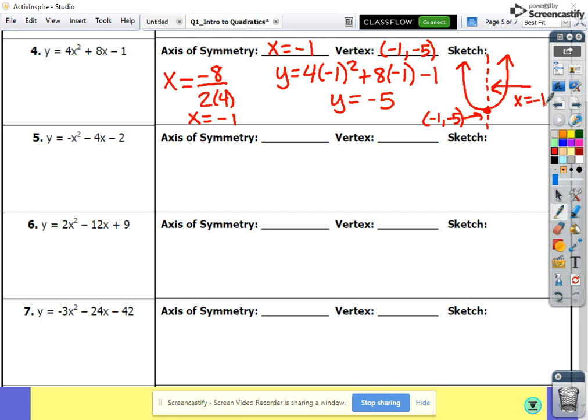Your vertex point, which is the turning point of the parabola, is at -1, -5. The axis of symmetry is the vertical line identified as x equals -1.